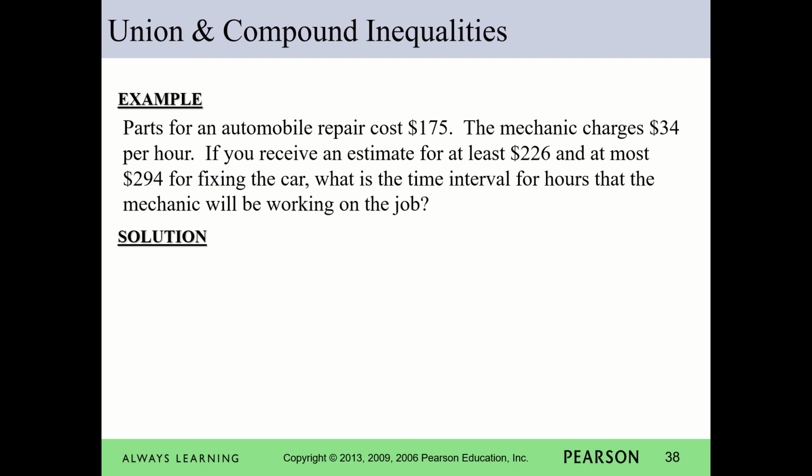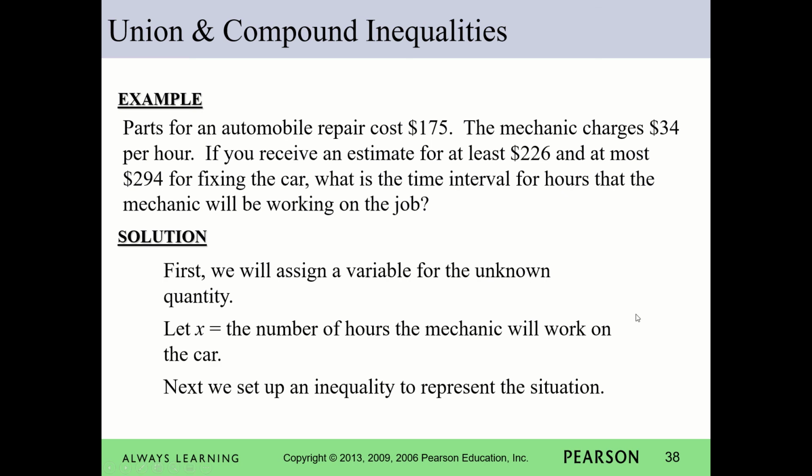Parts for an automobile repair cost $175. The mechanic charges $34 per hour. If you receive an estimate for at least $226 and at most $294 for fixing the car, we want to know the time interval for the hours that the mechanic will be working on the job. So this is an OR case.